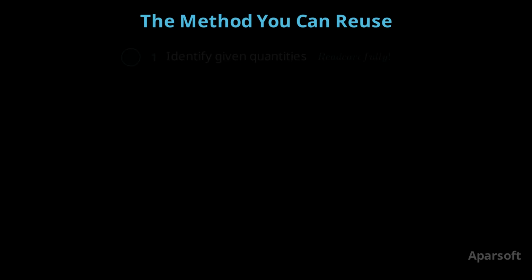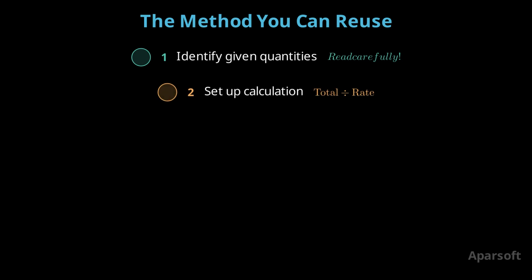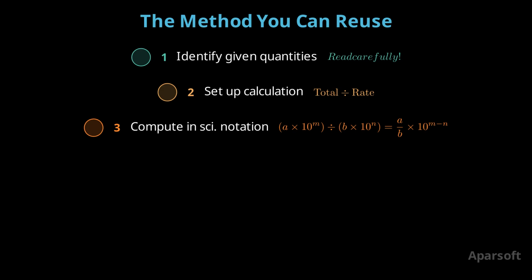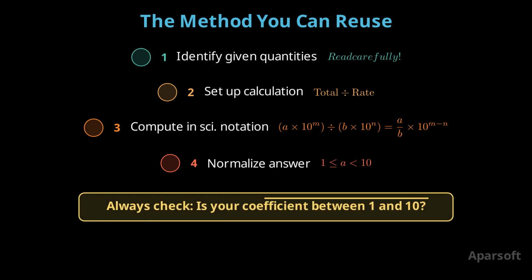Here is the method you can reuse for any problem with large numbers. Step 1. Identify what is given, rates, totals, conversions. Step 2. Set up your calculation, divide or multiply as needed. Step 3. Compute using scientific notation rules, divide the coefficients, subtract the exponents. Step 4. Always normalize, make sure your coefficient is between 1 and 10. That last step is the one most students forget. Always check, is your coefficient between 1 and 10?